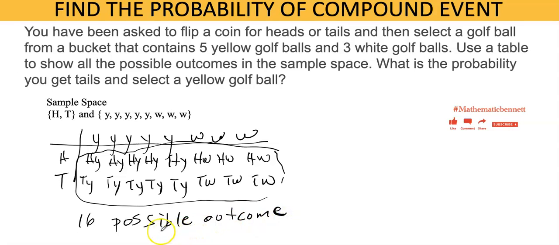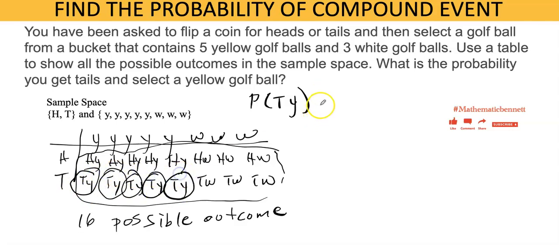So since I know it's 16 possible outcomes, now I can answer the question. What's the probability of getting tails, so that's T, and getting a yellow golf ball, Y? So the probability of getting TY. How many times did I say TY? 1 time, 2 times, 3 times, 4 times, 5 times. So that would be 5 out of 16. So the probability of getting TY would have been 5 out of 16.